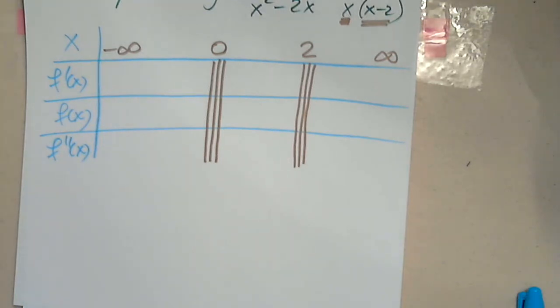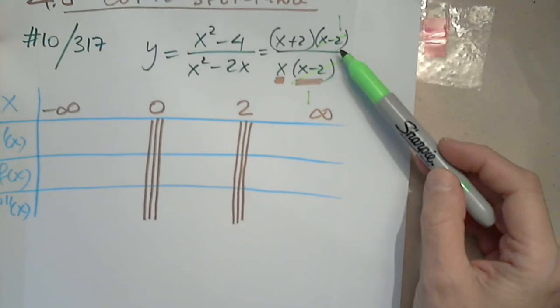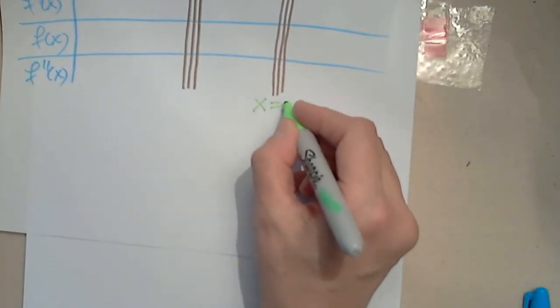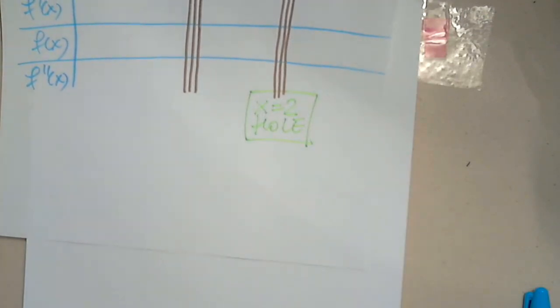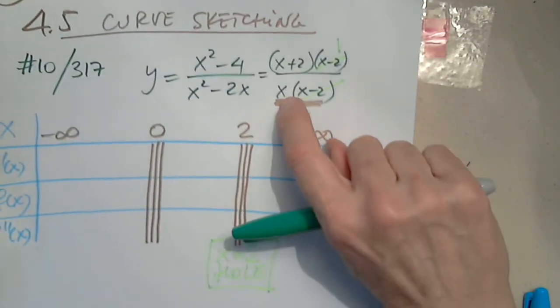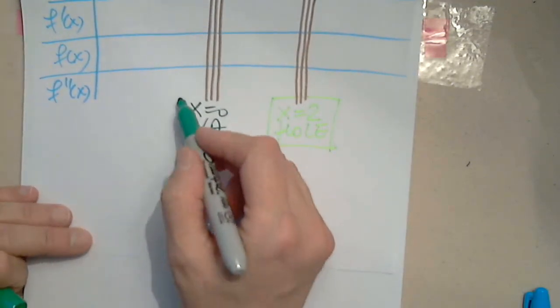Only now I will notice something very important. This factor of x minus 2 disappeared. I will immediately write x equals 2 is a hole in the graph. Because the factor goes away, that is not a vertical asymptote. When the factor goes away, it will be a hole in the graph. When the factor stays in the denominator, that will be a vertical asymptote. Guaranteed.